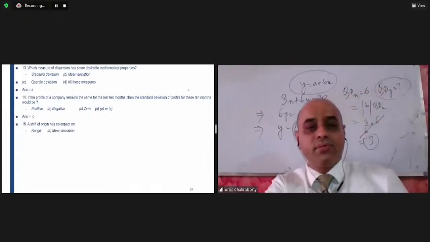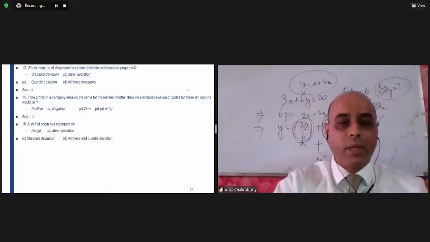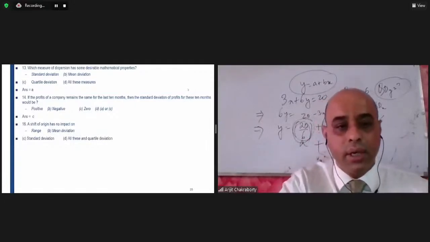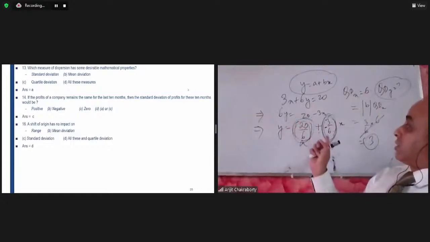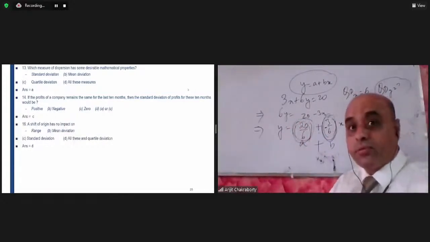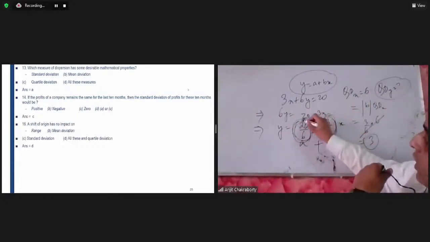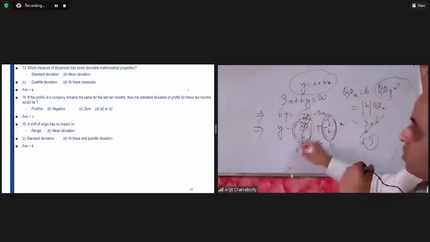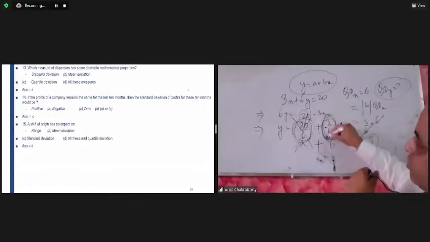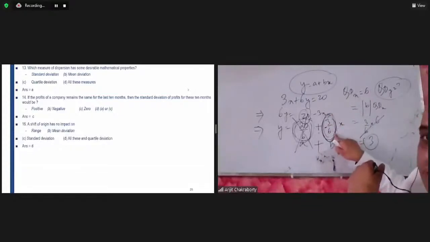16th question, a shift of origin has no impact. The shift of origin has absolutely no impact on any of these. Now, like we did here, please note, shift of origin means this part, 20/6. This is the shift in origin. This is not considered at all. Only this B is considered.